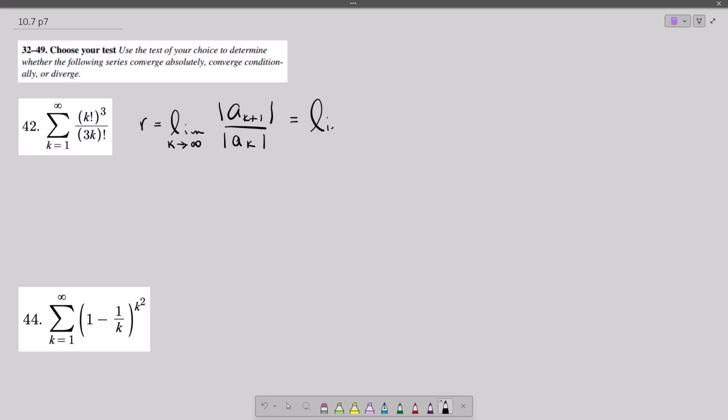When we figure out what a sub k plus 1 is, we replace all the k's with k plus 1. So the numerator is k plus 1 factorial, and all of that is raised to the third. Then in the denominator, we replace that k with k plus 1, so we have 3 multiplied by k plus 1, and then all of that is factorialed.